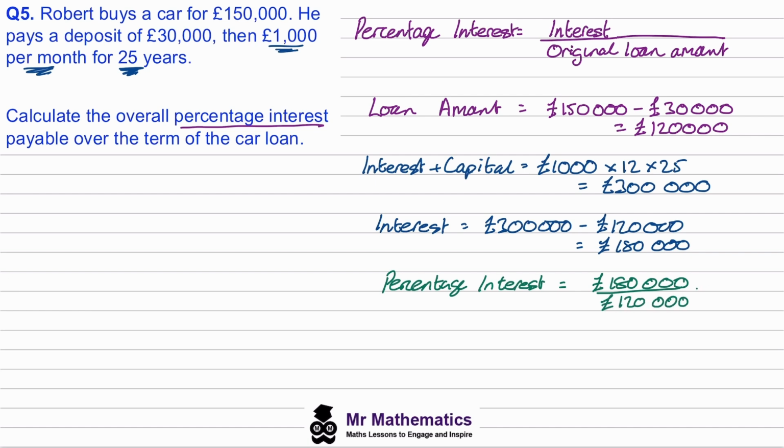We can simplify this fraction. We'll divide both by 10,000, so we get 18 over 12. We'll divide both by 6, so we get 3 over 2. So this will give us 1.5. And to convert it into a percentage, we'll multiply it by 100. So this will give us a percentage of 150%.